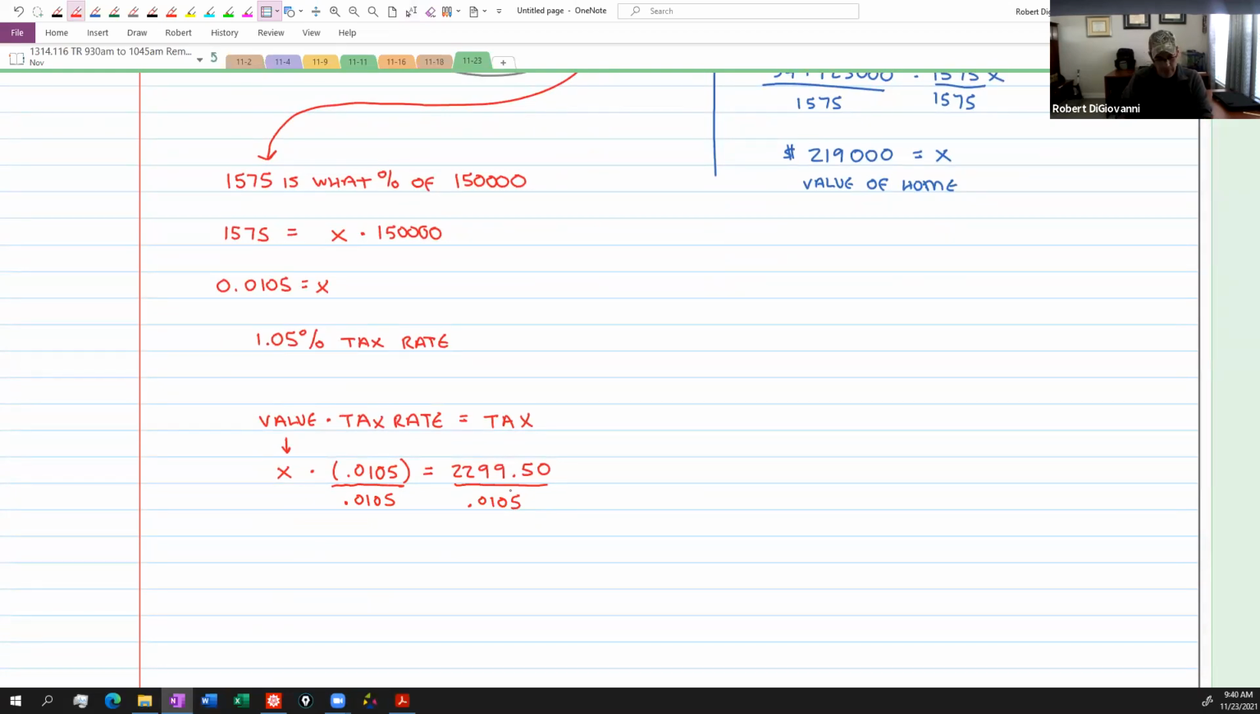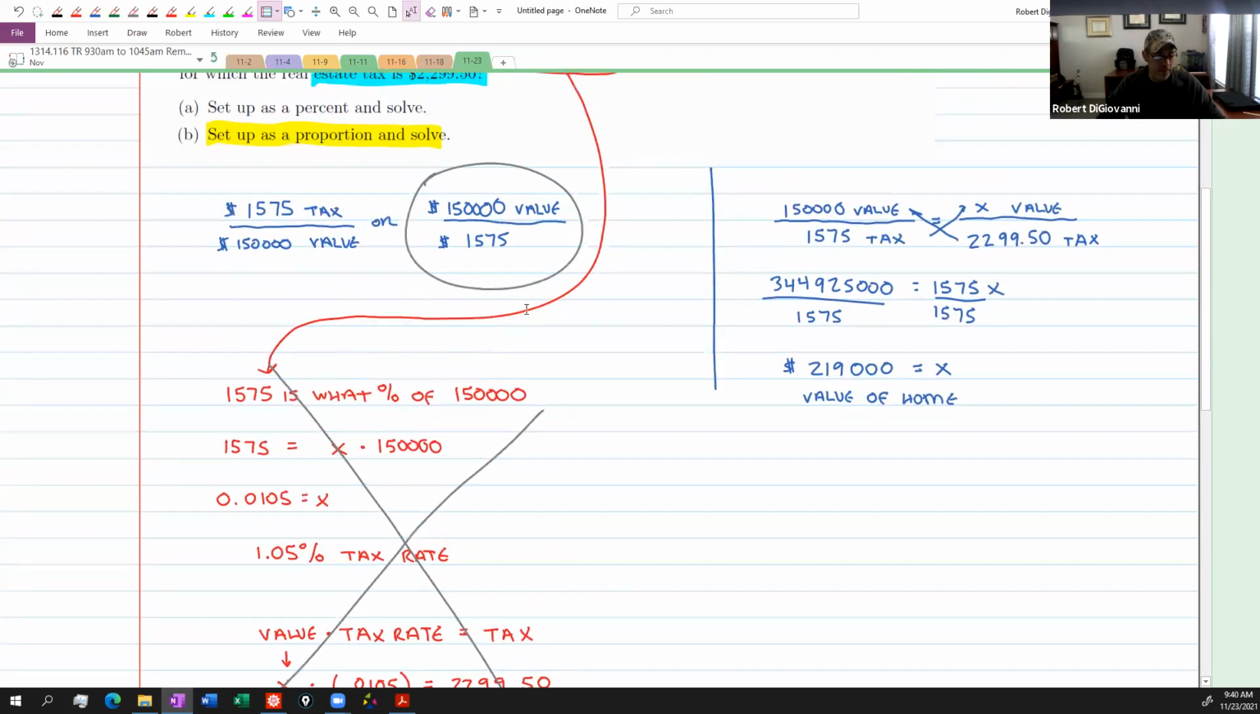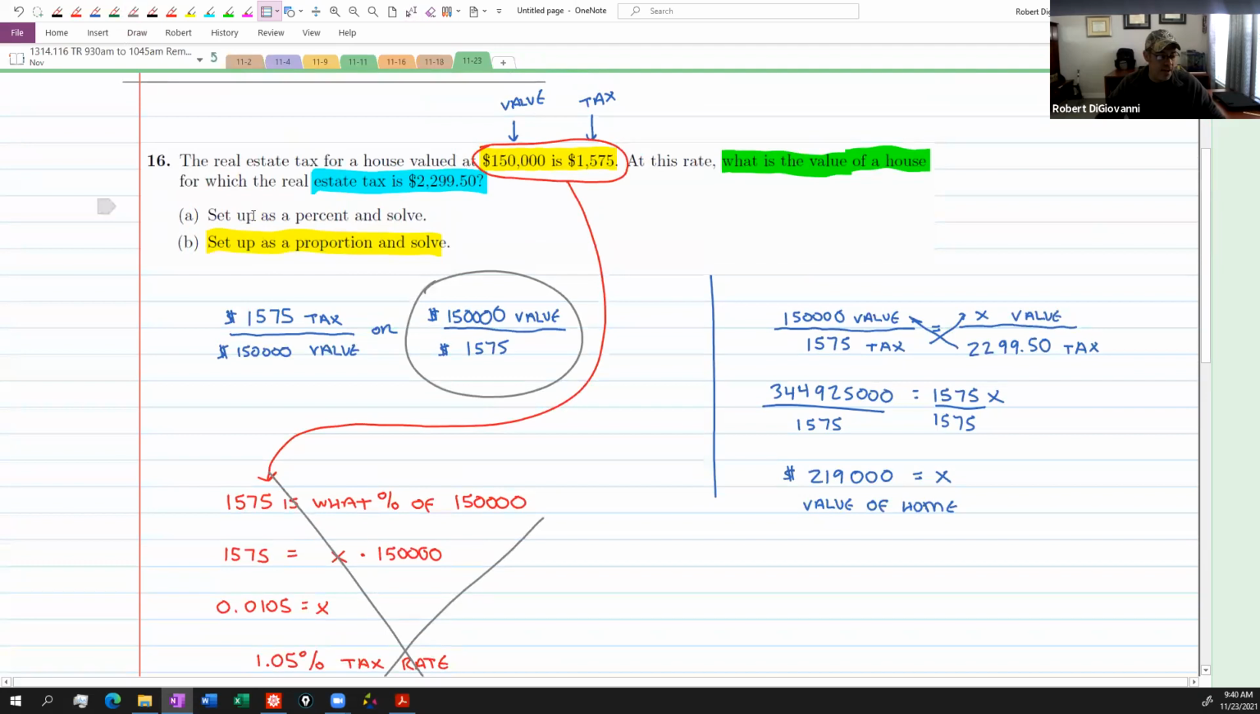2299.50 divided by 0.0105. Yep, we get x is equal to $219,000. Now, I would say that this way is much harder. Would you agree? I mean, it's just a lot more you have to keep track of, which is why the proportion, they wanted you to do it as a percent first, because I guess they wanted you to see how it can be ugly to do it that way. But if you do a proportion, it's a lot cleaner. Would you all agree?